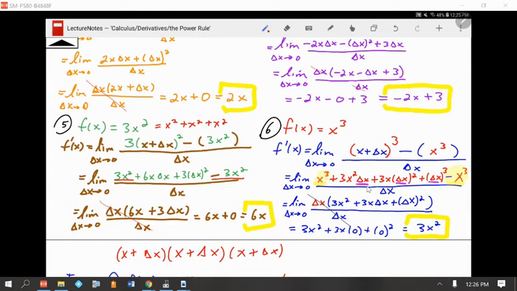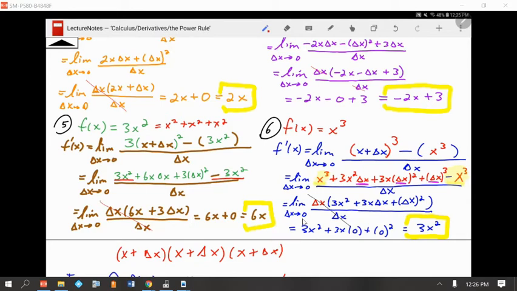We can factor the delta x out front, right? So the delta x gets factored out. It's the greatest common factor. And what's left over after the delta x cancels is 3x squared plus 3x delta x plus delta x squared.